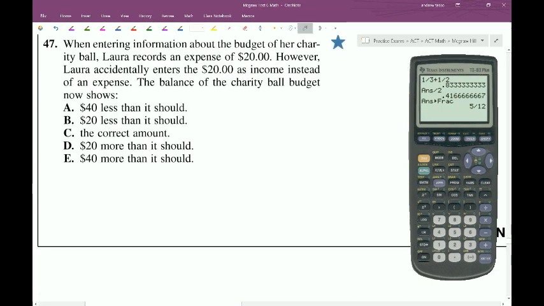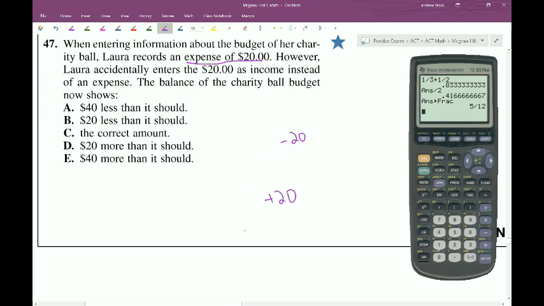When entering information about the budget of her charity ball, Laura records an expense of $20. However, she accidentally enters the $20 as income instead of an expense. The balance of the charity ball budget now shows what? So whereas she was supposed to put a -20, she was supposed to subtract 20, she actually added 20 instead to the ledger amount x.